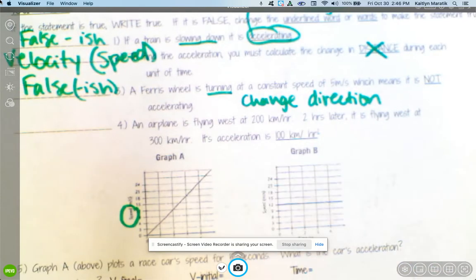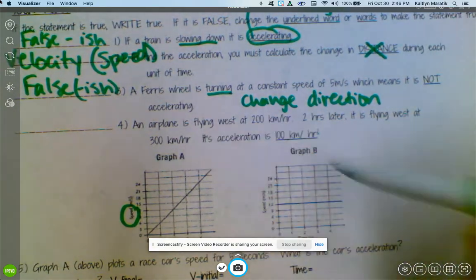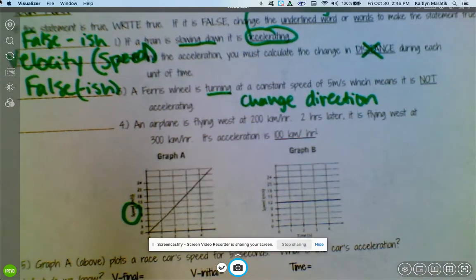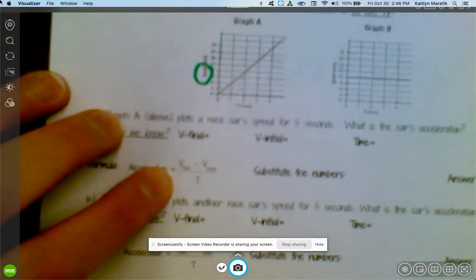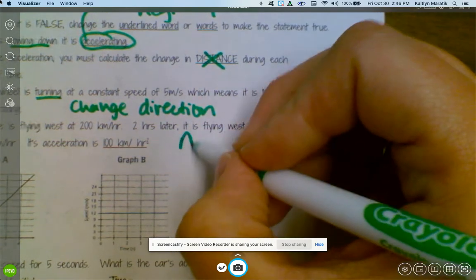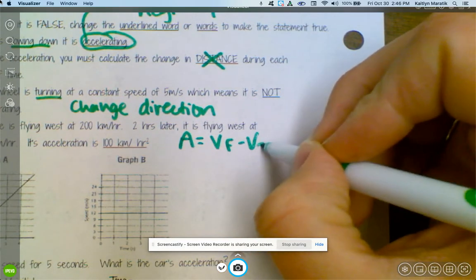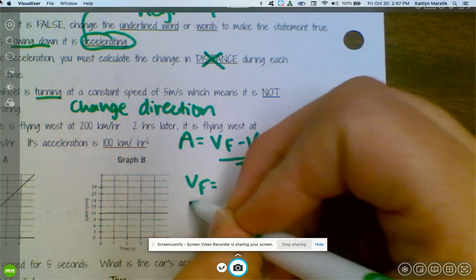And then our last one, an airplane is flying west at 200 kilometers per hour. 2 hours later, it's flying west at 300 kilometers per hour. Is its acceleration 100 kilometers per hour squared? Well, let's do some math. So our formula, I do have it down here. I don't just have it memorized. You'll see that on any tester quiz we have as well. So acceleration is our final velocity minus our initial velocity all over our time.